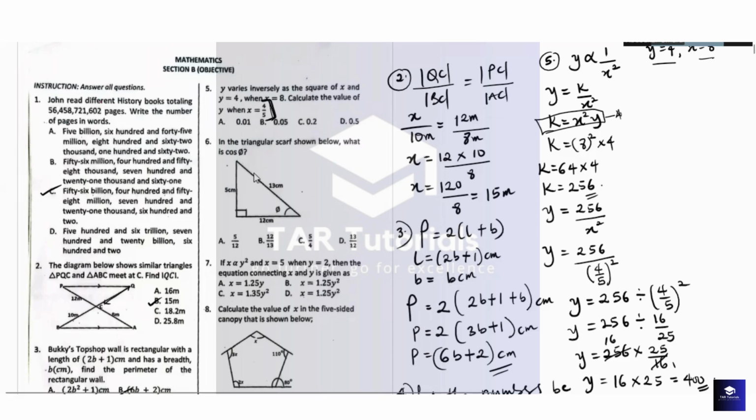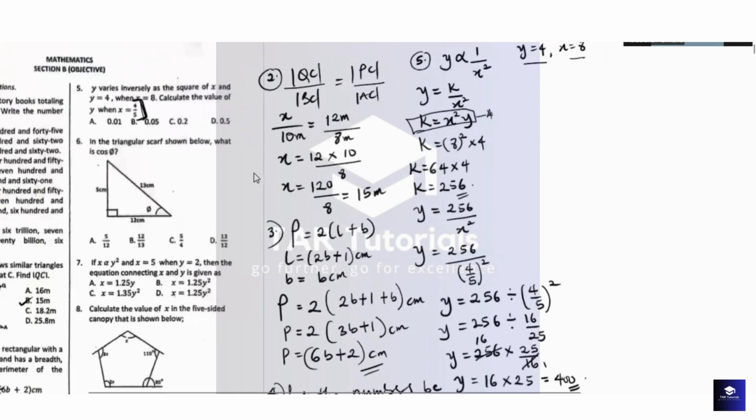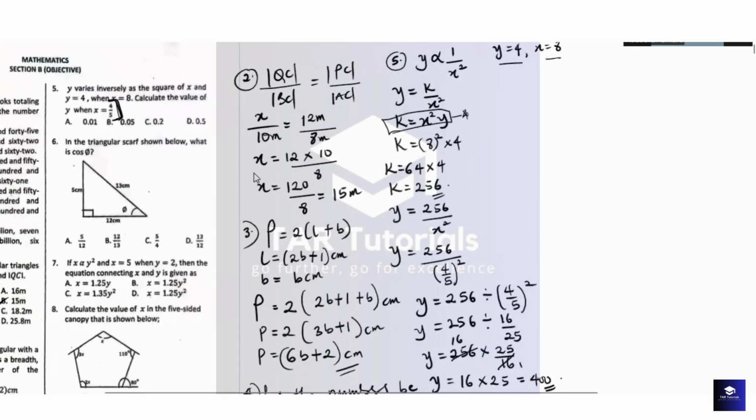Now, question 6. Question 6 says, in the triangular scarf shown below, what is cos phi? This is not theta, this is a phi symbol. Cos phi, as we all know from the concept of SOHCAHTOA under trigonometry, we are looking for cos, and cosine simply speaks about adjacent over hypotenuse.